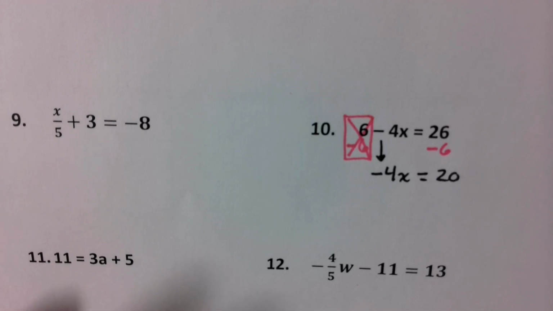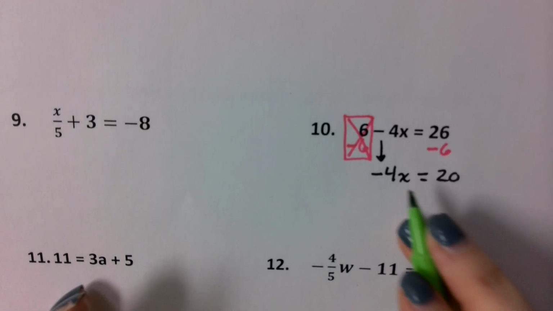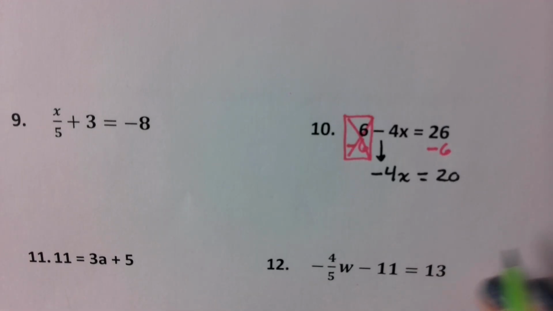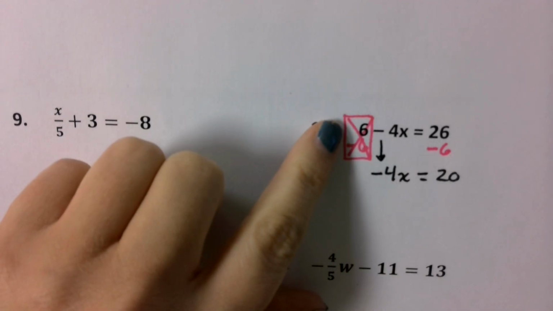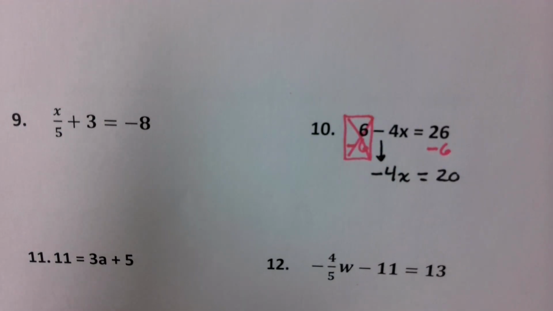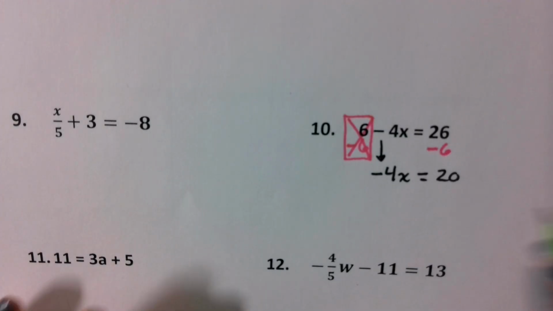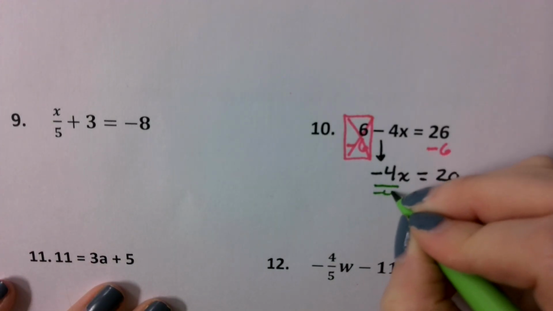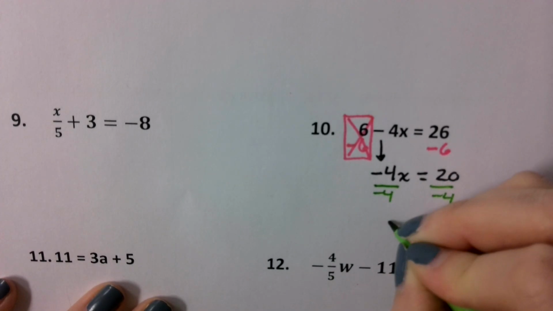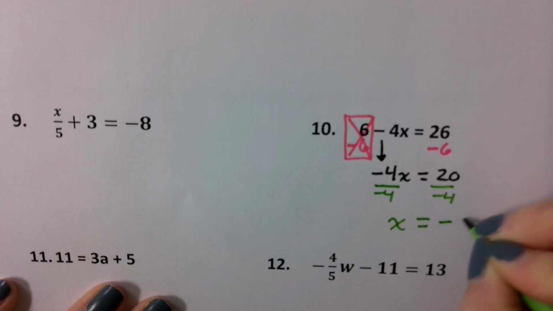Now we can go ahead and divide. What are we going to divide by? Negative 4. Remember, with multiplication and division, you keep the sign the same. If you are multiplying by a negative, you're going to divide by a negative. If you're multiplying by a positive, you're going to divide by a positive. With your addition and subtraction, the sign's different, right? Because that's how we zero that out. So we're going to divide both sides here by a negative 4, and we'll get x is equal to negative 5.